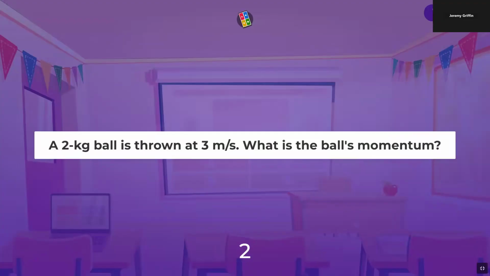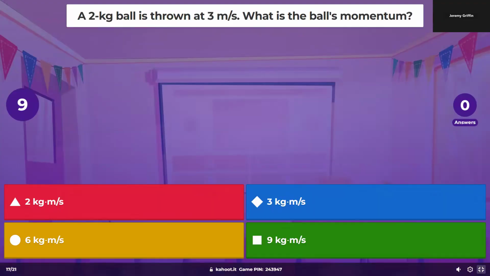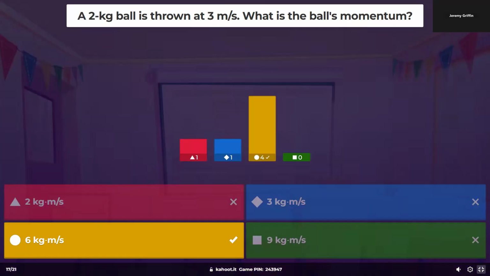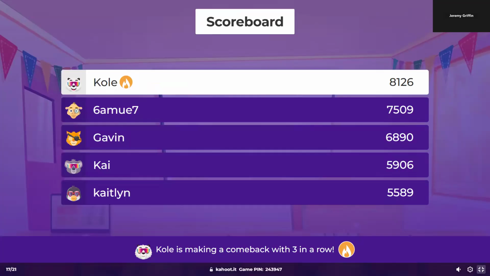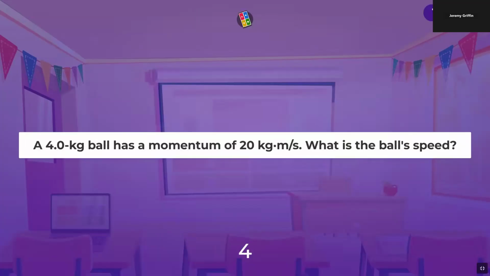A 2 kilogram ball is thrown at 3 meter per second. What's the momentum? Yeah, 6 kilogram meter per second. Just 2 times 3, right? Mass and velocity. Guys get it. P equals mv. Just multiply it. All right, Caitlin, Kai, Gavin, 6-7, Cole.